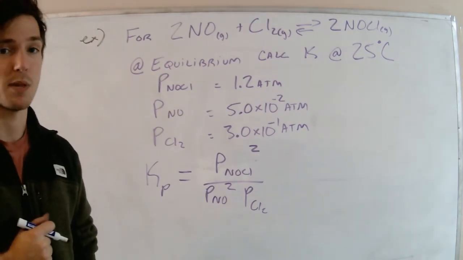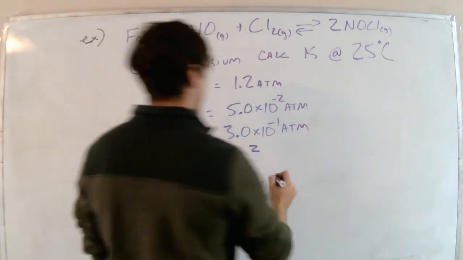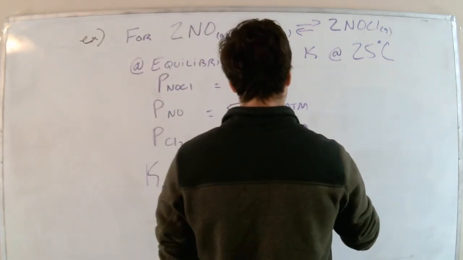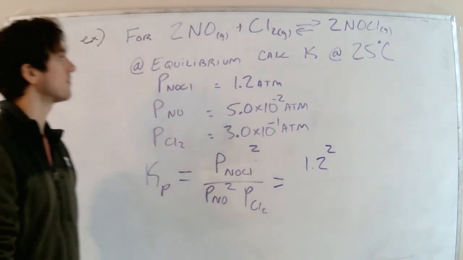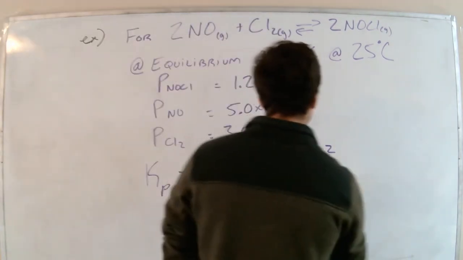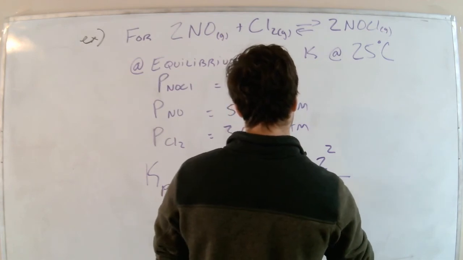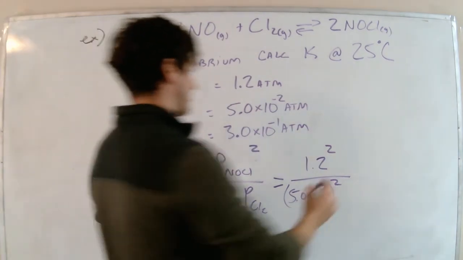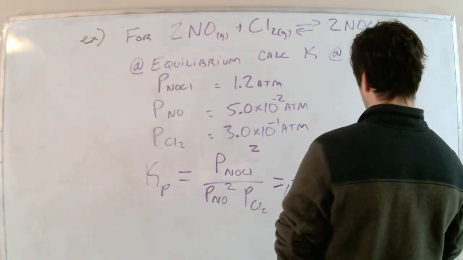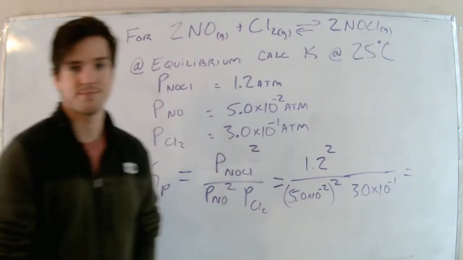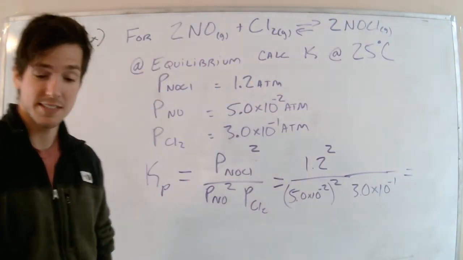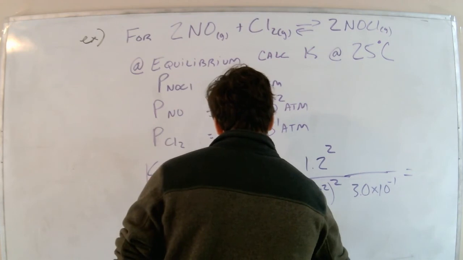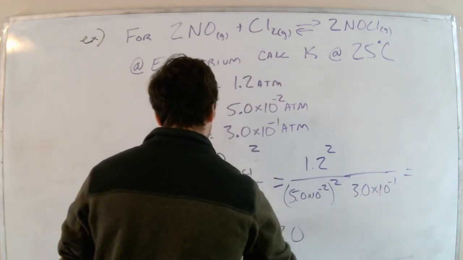And now I'm just plugging and chugging, okay? So I'm going to go ahead and equal this, and I'm going to plug in my pressure of NOCl, which is 1.2. I will square that. On the bottom, I will put 5.0 times 10 to the negative 2, and I will also square that. And then Cl2 is just 3.0 times 10 to the negative 4. Right, so I've plugged everything in. I'm going to calculate this one, and I calculated this previously, and it is 1920 is my Kp.